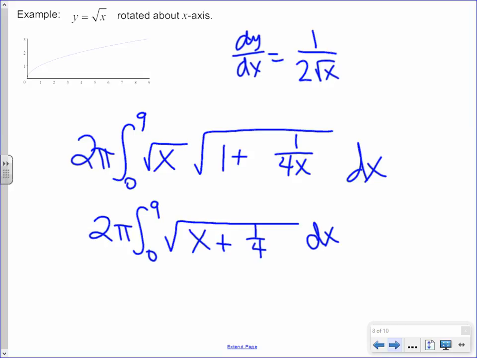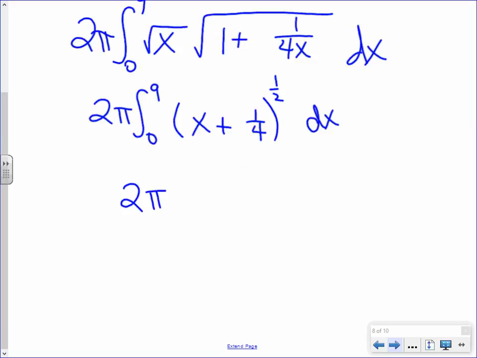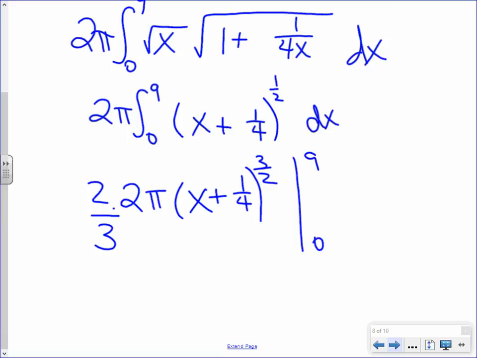Now, can we integrate this? So we can leave the 2 pi on the outside. We can make this x plus 1/4 to the 3/2 times 2/3 and evaluate it from 0 to 9.